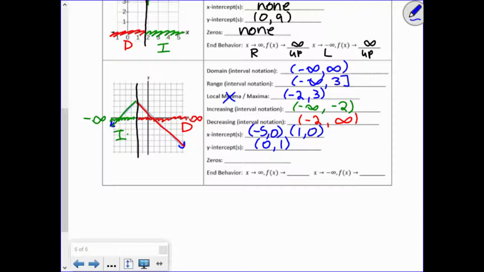And then what are my zeros? X equals negative 5, 1. Zeros is when you write x equals. That's a little equation, but x-intercept should be points.